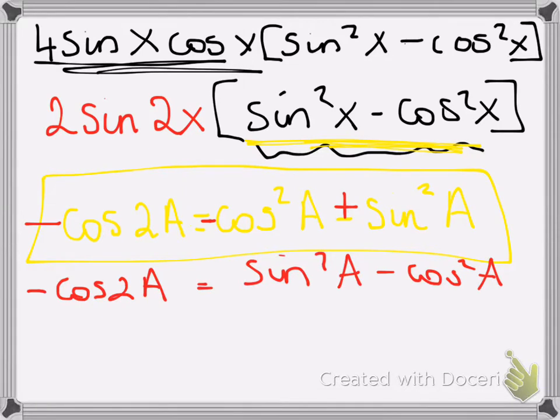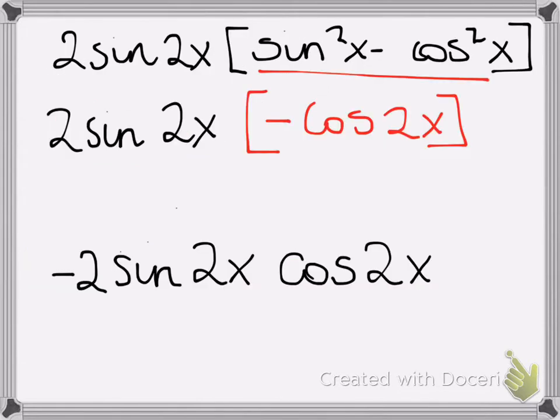So now we can substitute in for the black bracket. Instead of sine squared x minus cos squared x, I'm now going to put in minus cos 2x. So I'm substituting in for the bracket, putting in minus cos 2x, and then I'm just going to simplify it, and I get minus 2 sine 2x cos 2x. Again, bear in mind all the while, we want to just have sine in our answer.